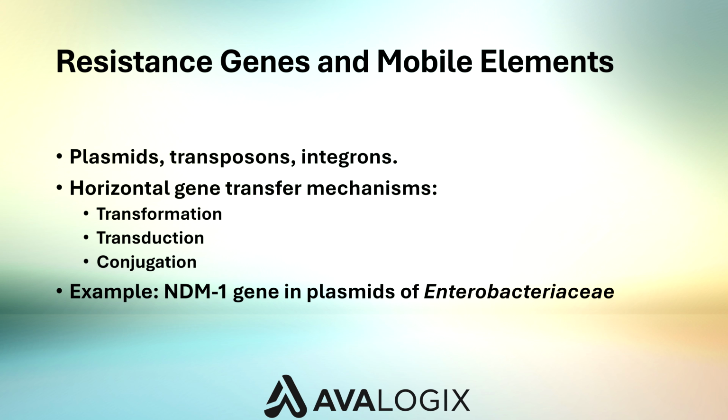These mobile elements transform bacterial populations. They don't need to wait for mutations, they can just borrow the tools for resistance. This is why infection control and surveillance are so critical. Once a resistance gene is out in the wild, it's hard to reel it back in.